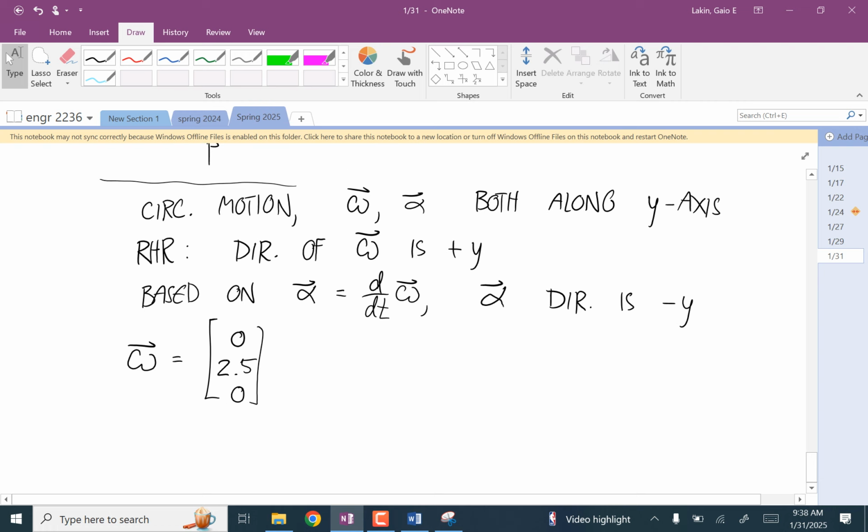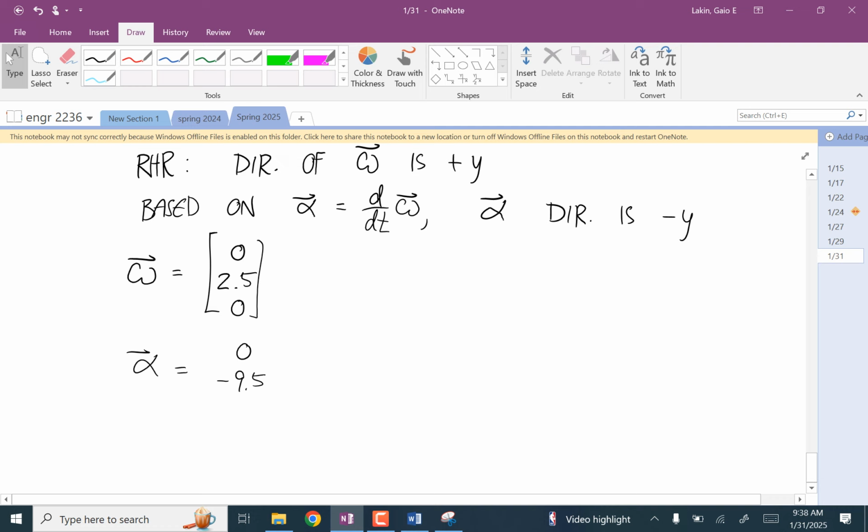Okay, so our omega is this. Our alpha, we figured out, is in the negative y direction. So that's 0, negative 9.5, 0. And now we can just use those two equations. Well, we have to figure out what the r vector is.